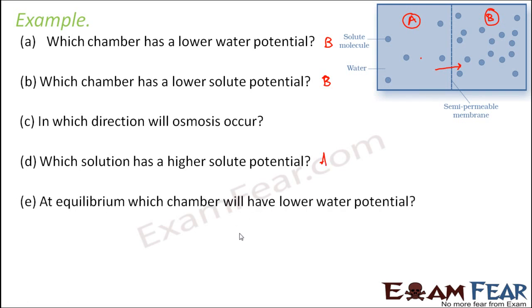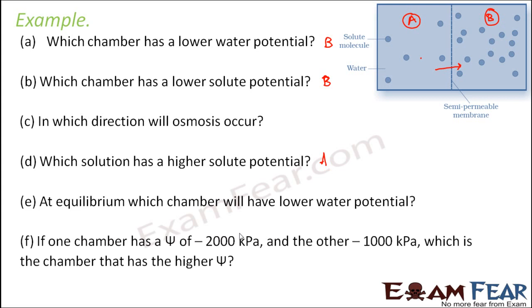which chamber will have lower water potential? When we say equilibrium, we mean that the concentration of both the regions will be the same. If one chamber has a potential of minus 2000 kilopascals and the other has minus 1000 kilopascals, which chamber has higher potential? If you only look at the magnitude, this is more. But since it has a negative sign, it is a more negative value, so this is less. This is the chamber with a higher water potential. So water will move from this chamber to this chamber, that is, from higher water potential to lower water potential.